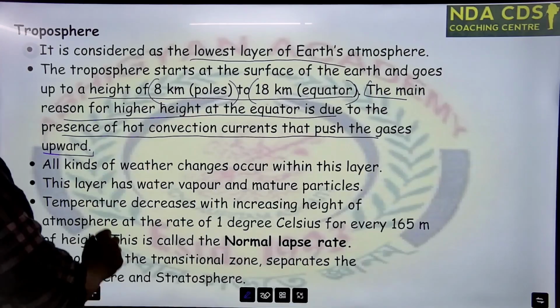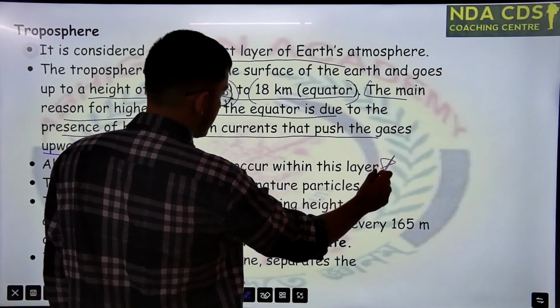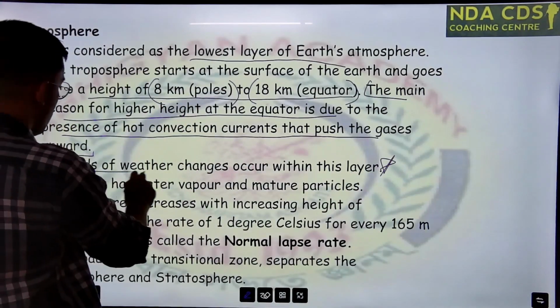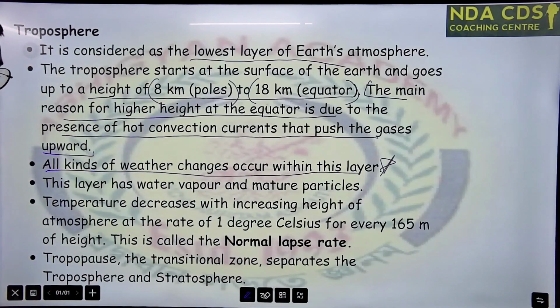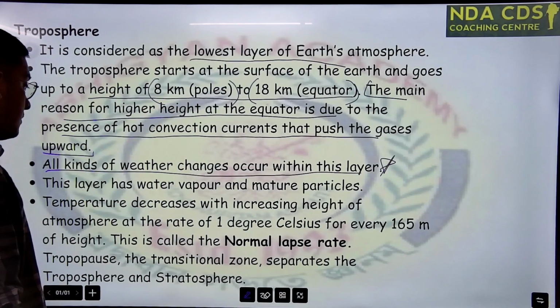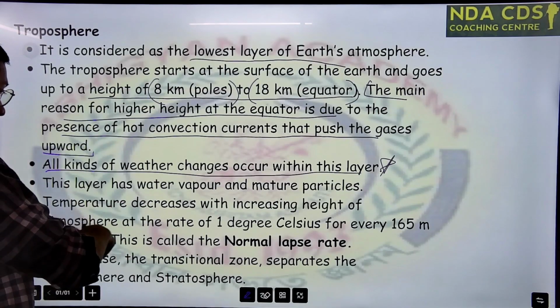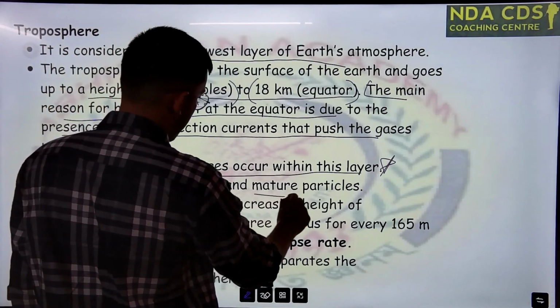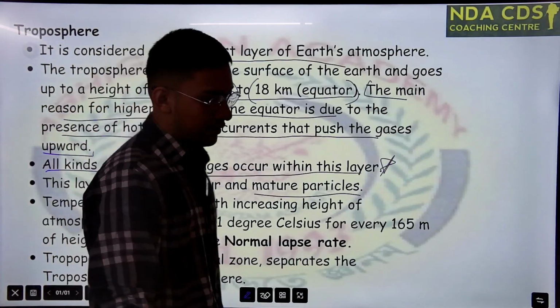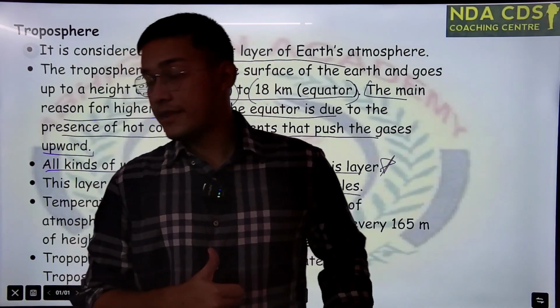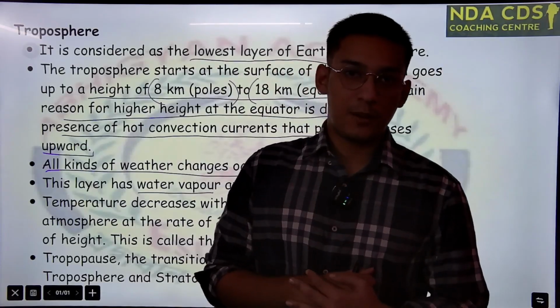Second point, it's a very important point. You can star mark it. It says all kinds of weather changes occur within this layer. So weather changes occur in the troposphere. Then what is its composition? Basically it's made up of water vapor and dust particles. Then as I said before, there are two things to remember. First is the normal lapse rate and second is the inversion of temperature.